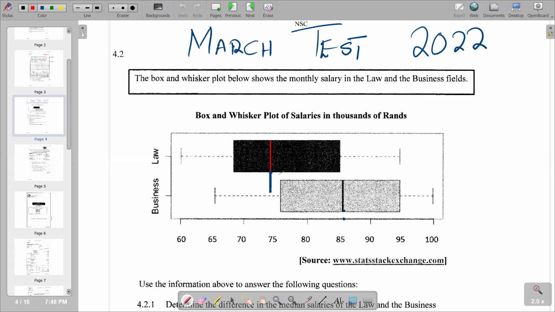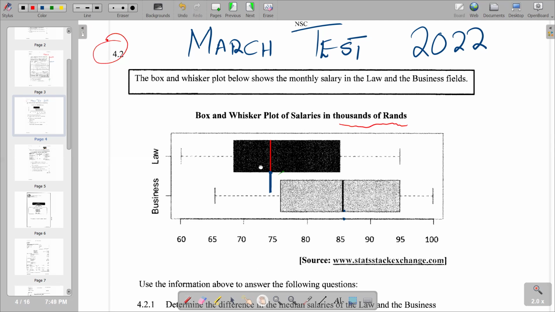In this video, we want to look at a question from a question paper of March test 2022. So we are going to look at question 4.2 on that question paper, that is on the box and whisker plot. Our question is that the box and whisker plot below shows the monthly salary in the law in thousands of rands. So we can just take note that it is in thousands of rands.